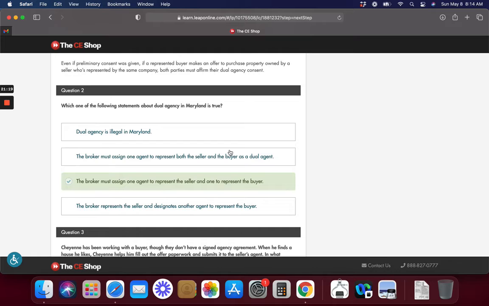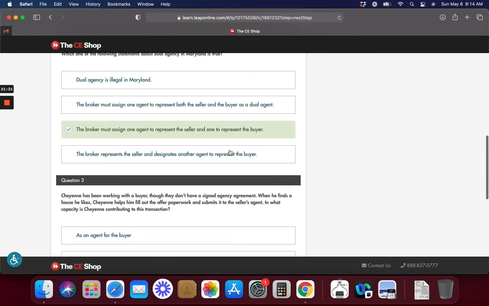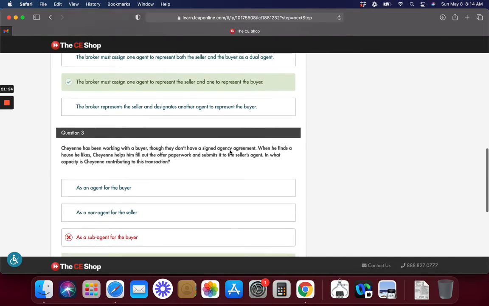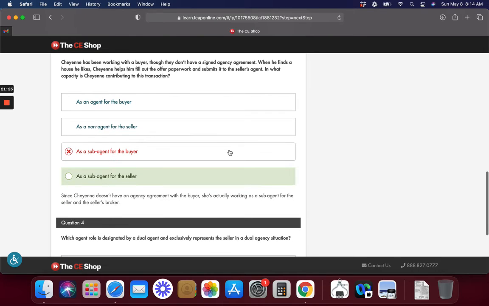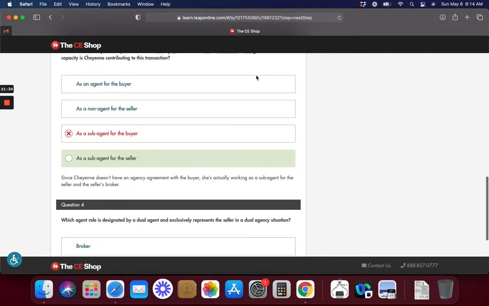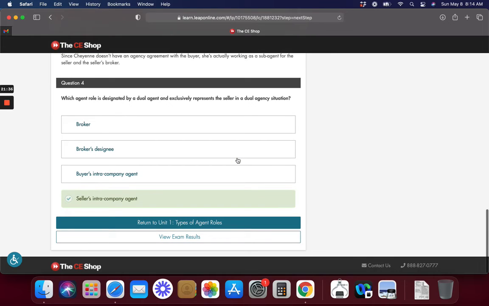All right, which of the following is true about dual agency? The broker must assign one agent and one seller. A sub-agent for the seller. Okay, I don't know why it did that. Really? Sub-agent for the seller? Submits it to the seller's agent. Okay, but they're not helping the buyer? Okay, that's kind of weird.